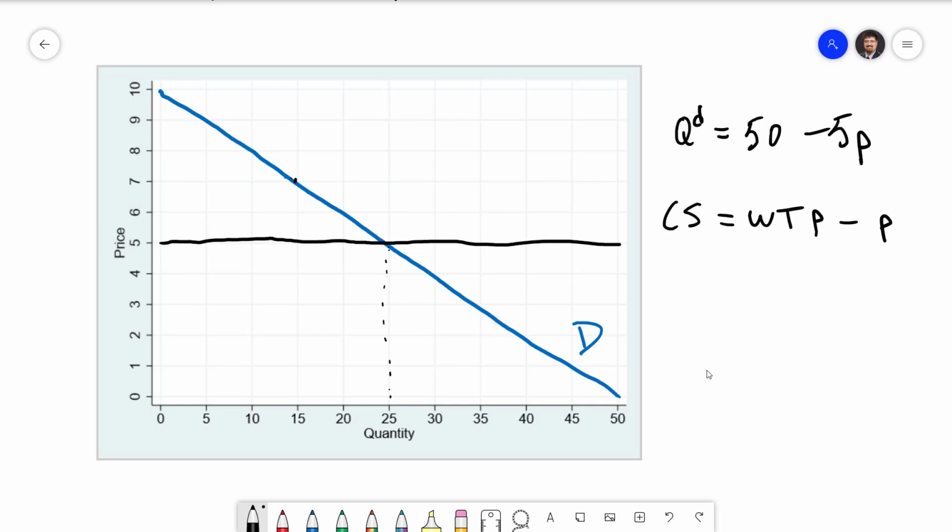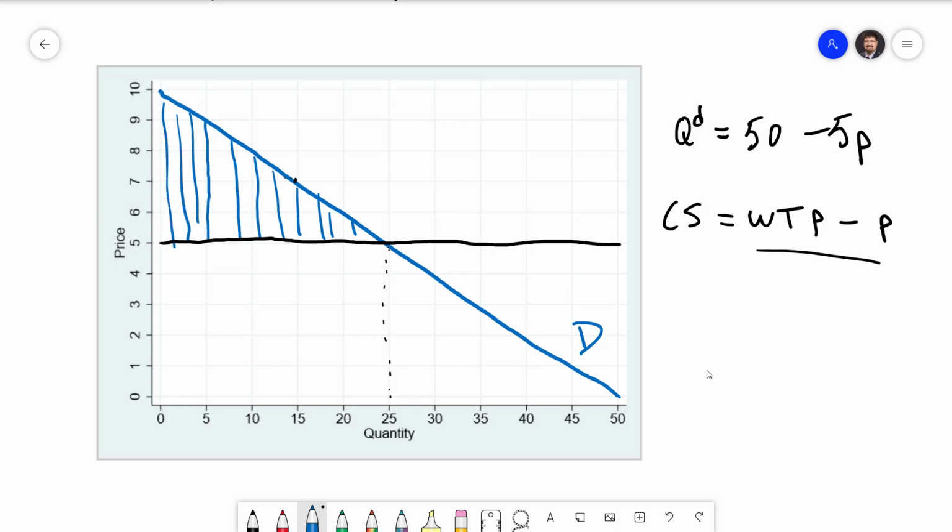We can use our graph to figure out this distance of willingness to pay minus price for each transaction that's happening in the market. For example, we can see that the willingness to pay of somebody minus the price is the distance between the demand curve and the price. For each point along the demand curve, we can continue drawing in these vertical lines from the demand curve down to the price. I could continue sitting here all day long drawing these vertical lines until I have filled up the entire triangle. That is going to give us the consumer surplus for the entire market when the price is 5. It is the area above the price and below the demand curve.